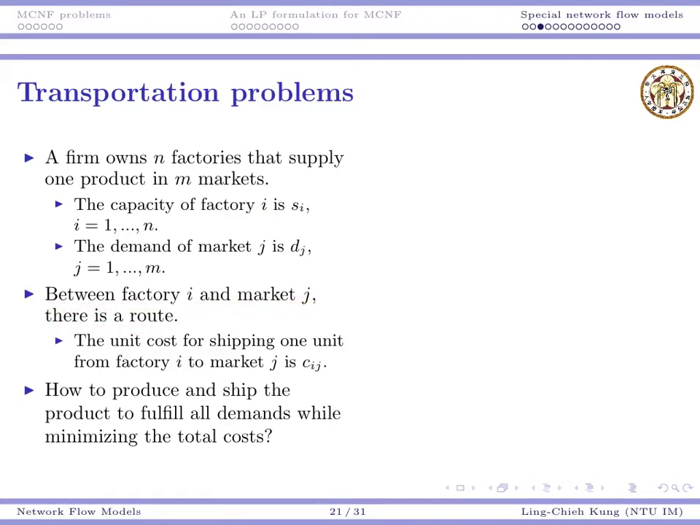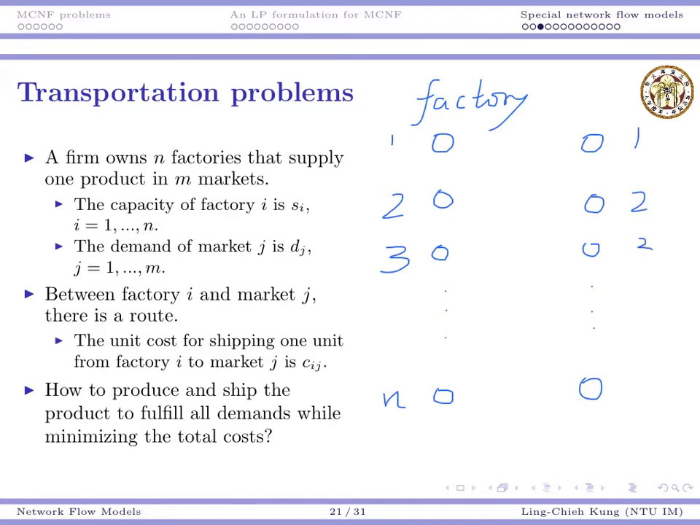So let's visualize this. Suppose at the left hand side, I draw these factories. Okay, 1, 2, 3, and so on up to N. You have several factories. And at the right hand side, there are several markets up to M. Then here we say there are routes between each factory i and the market j, like this. There is a route, and another route, and so on.